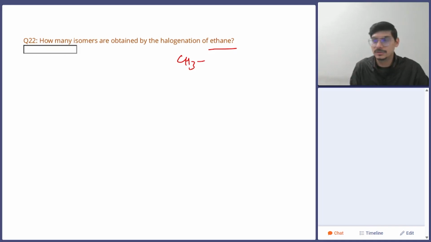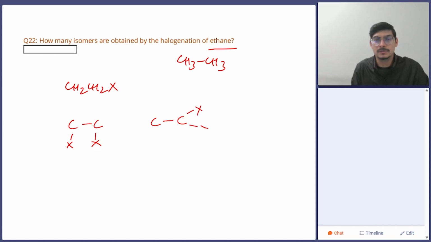So approach this question carefully, because you have to consider all isomers here, not just monohalogenation. The question has not mentioned monohalogenation. You have to consider all the isomers. So I can replace one hydrogen with a halogen, that will give me CH3CH2X. I can replace 2 hydrogens. There are 2 ways of doing this. Either I can put 1 halogen on each carbon, or I can put both the halogens on the same carbon atom.